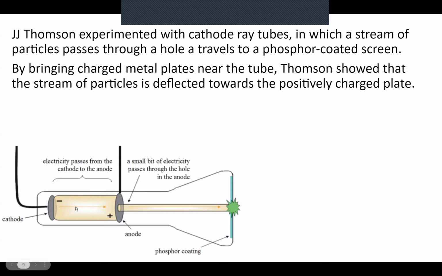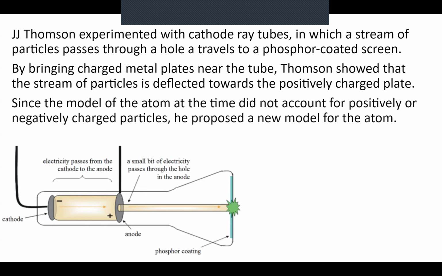Well, what Thomson did is he said, okay, I notice that when I bring a positively charged sheet of metal near that stream of particles, I can make it deflect in a reliable way. Or if I bring a negatively charged sheet of metal near that stream, I can also make it deflect. And he saw attraction and repulsion, and he said, well, there's got to be some explanation.